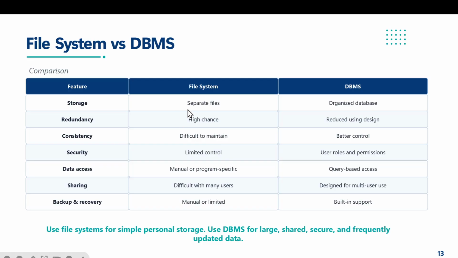Now, let us compare the file system and DBMS side by side. In the file system, data is stored as separate files. But in DBMS, data is stored as an organized database. In the file system, redundancy is high because the same data may be repeated. But in DBMS, redundancy may be reduced using proper design. Next, in the file system, consistency is difficult to maintain. But in DBMS, consistency is better controlled.